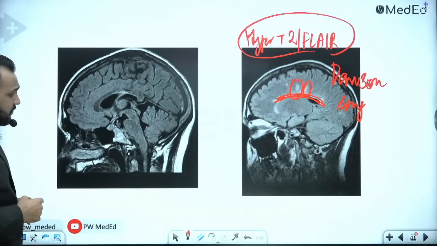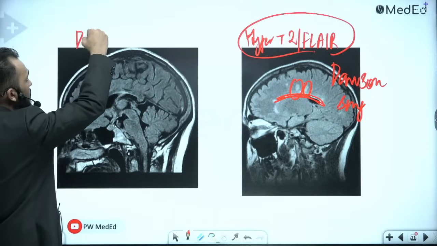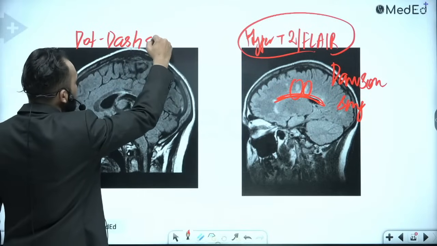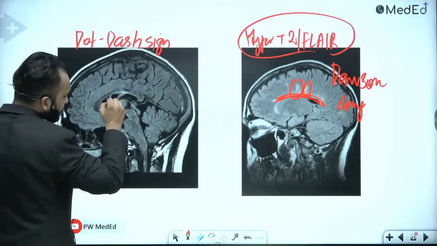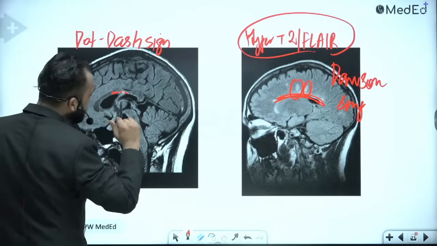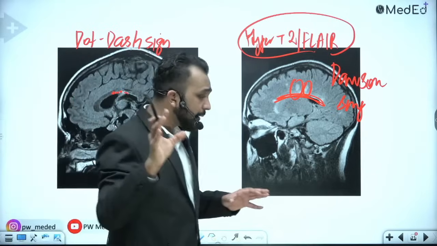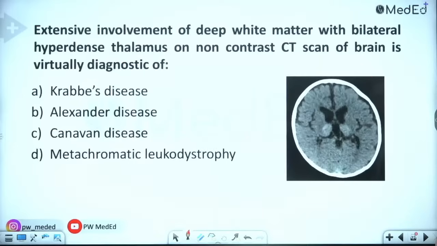One more sign that you can see in multiple sclerosis is the dot dash sign, in which you will see dot and dash shaped hyperintensities along the roof of the lateral ventricle.